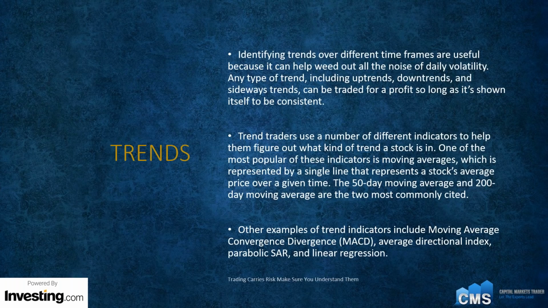One of the most popular is simple moving averages, which represents a single line that represents the stock's or the asset's average price over a given period of time. And then there's other ones that we know well, MACD, moving average convergence and divergence, or ADX, average directional index. These are all indicators of whether a trend will continue or is coming to an end.